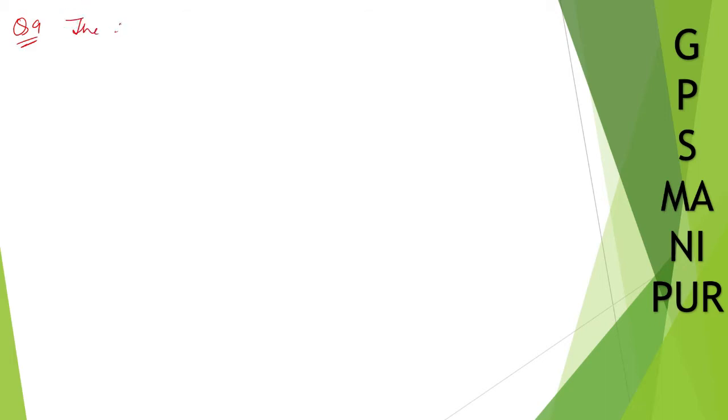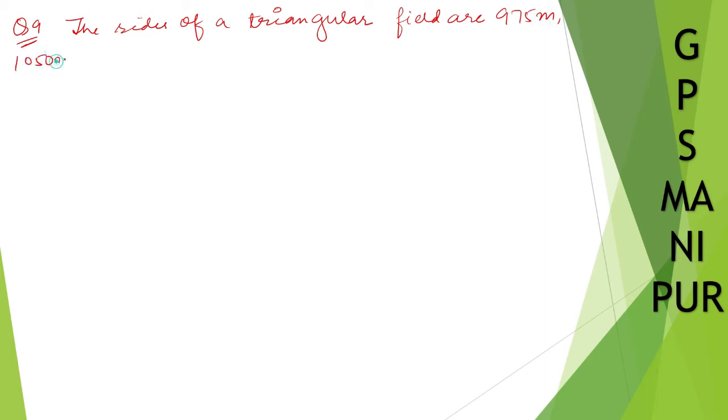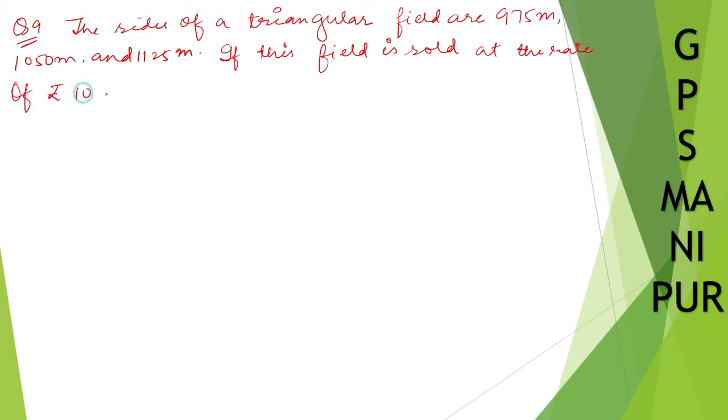The question is: the sides of a triangular field are 975 meter, 1050 meter, and 1125 meter. If this field is sold at the rate of ₹10 per meter square, find its selling price.